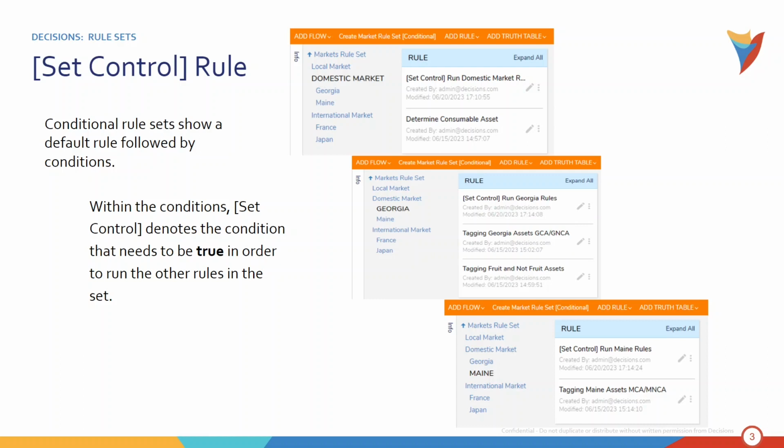If the Georgia rule runs true, you can see in the middle image that it has 2 conditions: tagging Georgia assets and tagging fruit and non-fruit assets. So if the Georgia rule runs true, those conditions will run and evaluate those Georgia assets. Let's say that the Georgia rule ran false, but the Maine rule ran true. Then the condition for Maine would run, tagging Maine assets. So you can see that set control denotes the condition that needs to be true in order to run the other rules or conditions.